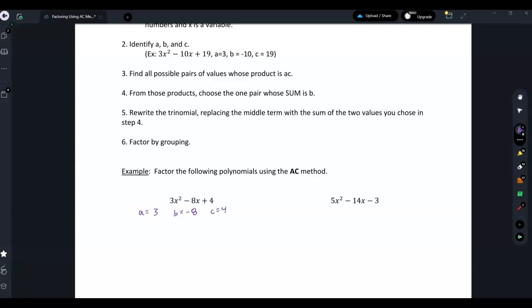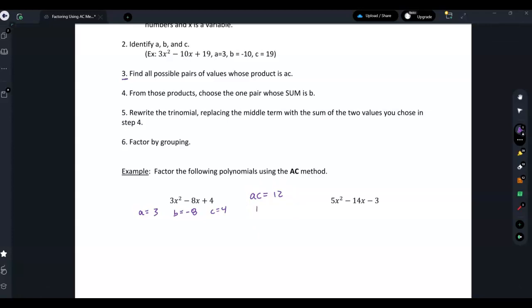This is called the AC method because the first step is to find AC, or A times C. In this case, I would do 3 times 4 and get that AC is 12. Then the next step says to find all possible pairs of values whose product is AC. Or in other words, find all the factors of 12. What are all the possible things I could multiply together to give me 12?